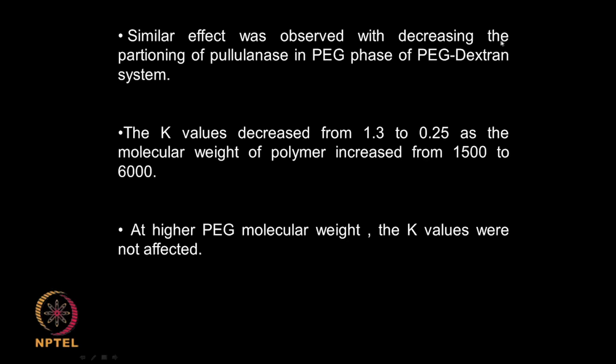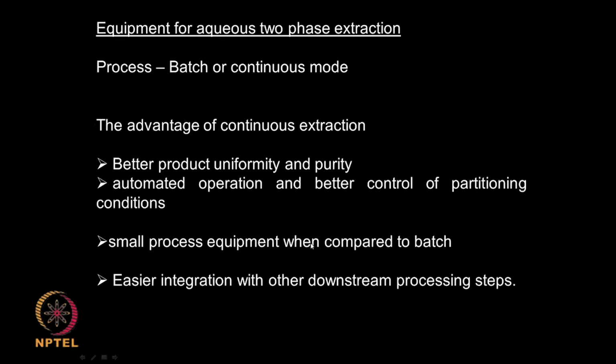A similar effect was observed with decreasing partitioning of polyols in the PEG phase of a PEG dextran system. The K value decreased from 1.3 to 0.25 as the molecular weight of the polymer was increased from 1500 to 6000. So, at higher PEG molecular weight, the K values were not affected. But within a certain range, as you increase the molecular weight of PEG, the K value keeps decreasing.